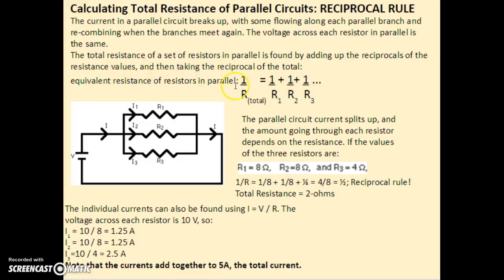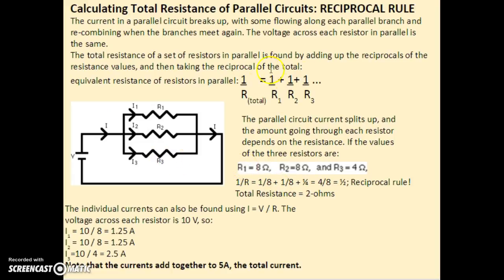So for the equivalent resistance, I've got 1 over R total equals 1 over the resistance in branch 1, plus 1 over the resistance in branch 2, plus 1 over the resistance in branch 3. I've got 3 examples here because I'm showing you branch 1, branch 2, branch 3. In a parallel circuit, the current splits up, and the amount going through each resistor depends on the resistance. So if the values of the 3 resistors are: branch 1 is 8 ohms, branch 2 is 8 ohms, and branch 3 is 4 ohms.